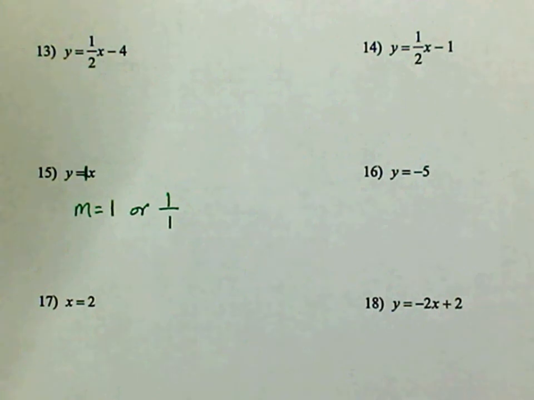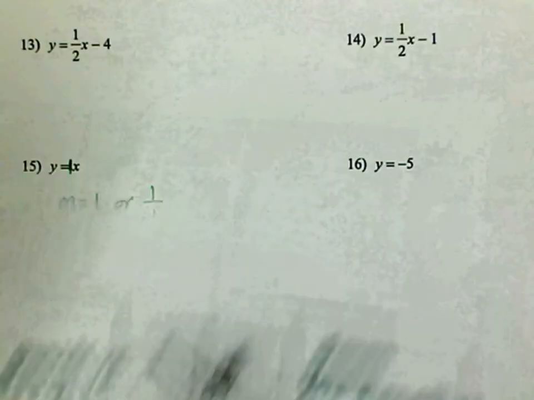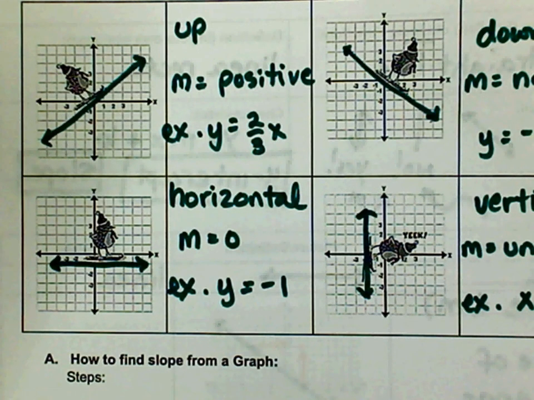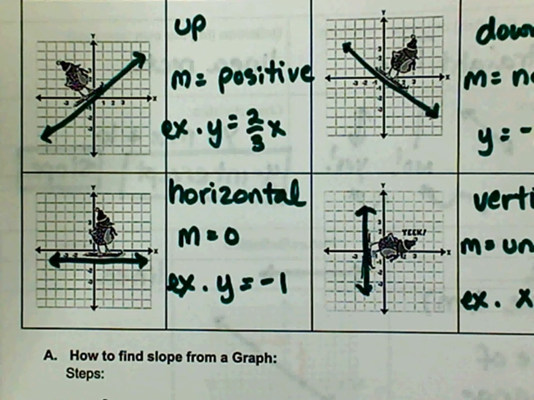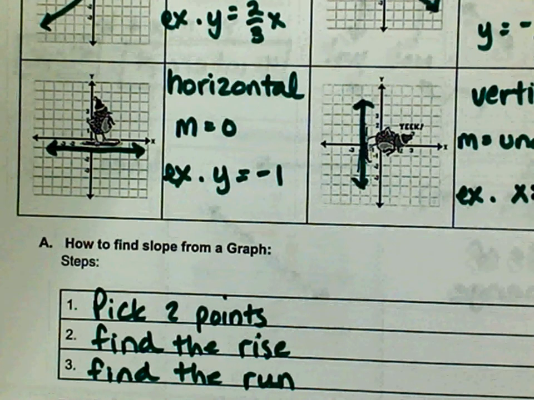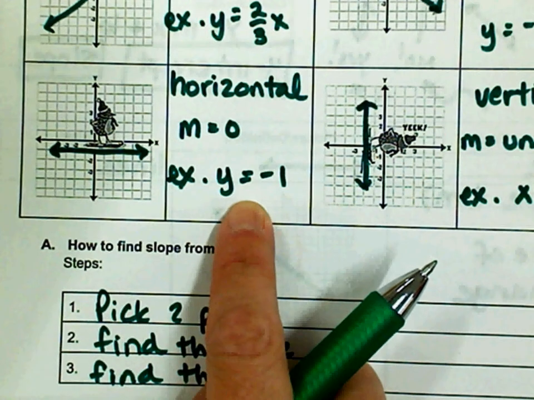All right, number 16. Which one of these pictures does 16 look like? Look at my examples. Horizontal. So what is your slope for number 16? It's not -5. What's your slope when it's a horizontal? 0. See how it looks like that? What's your slope? 0. I know. You have to think.